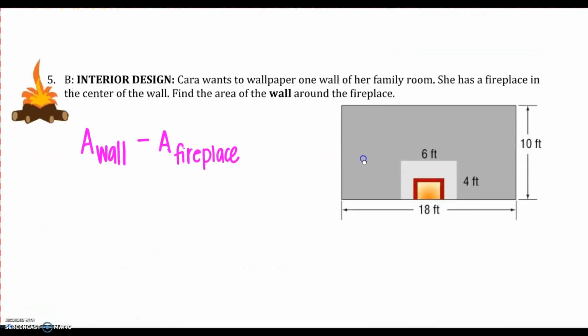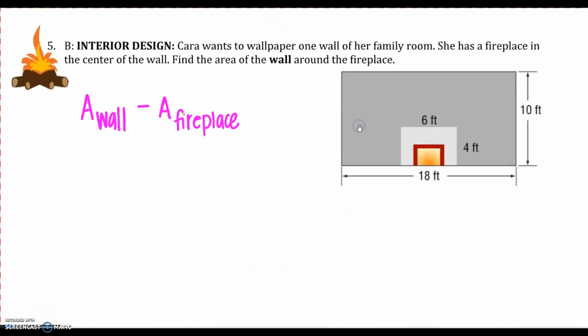And last, I want to wallpaper one wall of her family room. She has a fireplace in the center of the wall, so I need to find the area around the fireplace. So I'm going to take the area of the total wall, and then I'm just going to subtract the fireplace. So the area of the wall, again a rectangle, I'm going to say 18 times 10 to give me 180 feet squared, which would be my total wall if I didn't have anything in there.